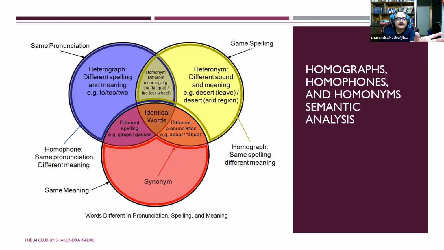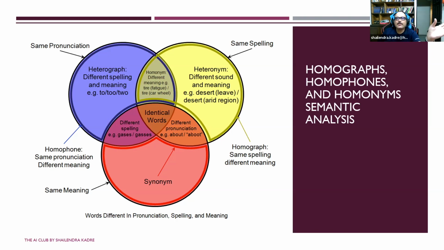Then you can see, "He is too clever to read it." In the first half of the sentence, "too" is T-O-O, and in the second half of the sentence, it is "to," T-O. Like desert: "I was asked to desert the desert."